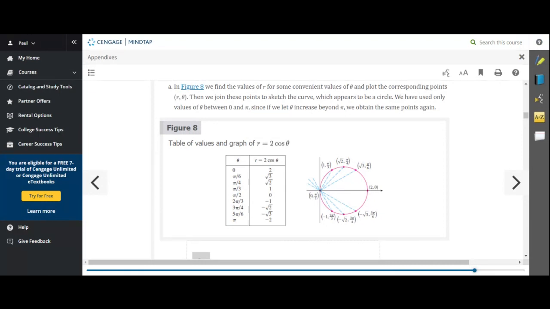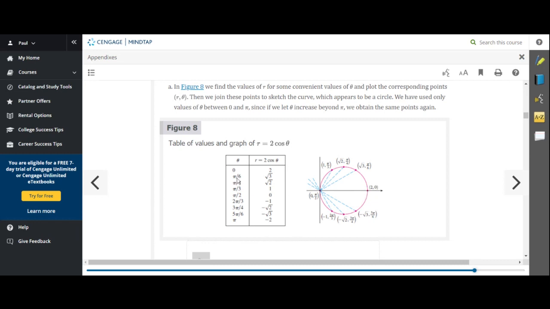So, for instance, when theta equals 0, r equals 2. That's because the cosine of 0 is 1, and 2 times 1 is 2. And so the polar coordinate is (2, 0), right on the x-axis. That's the starting point.